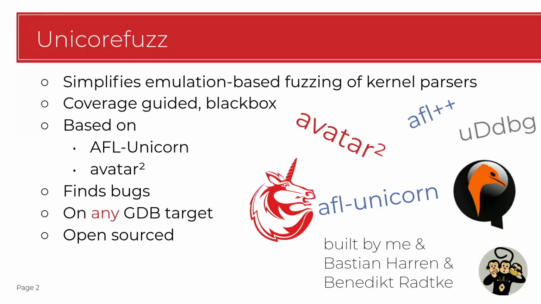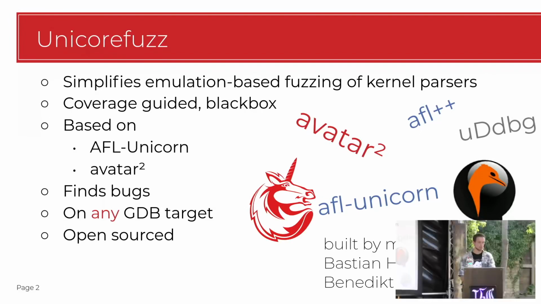Right, what does it do? So fuzzing, I think everybody kind of knows, and it'll help you fuzz the kernel using AFL Unicorn, which is a cool tool by Nathan Voss, and Avatar 2, which is a nice tool from Eurecom, and it finds bugs, and it works on anything that you can attach a GDB target to, like get a GDB stub in. And it's open source. Woo!